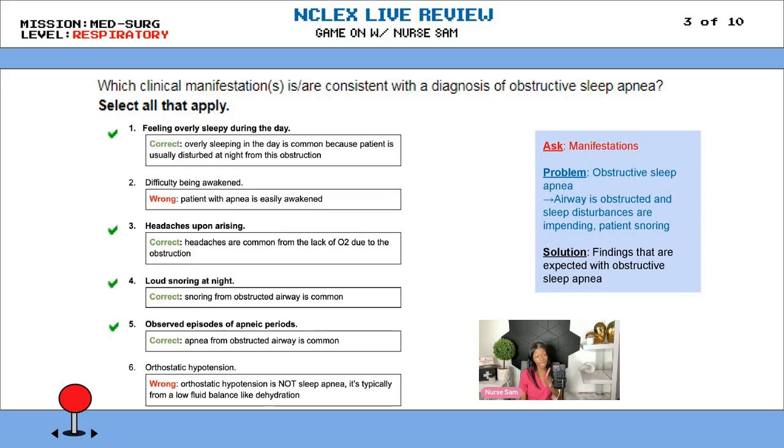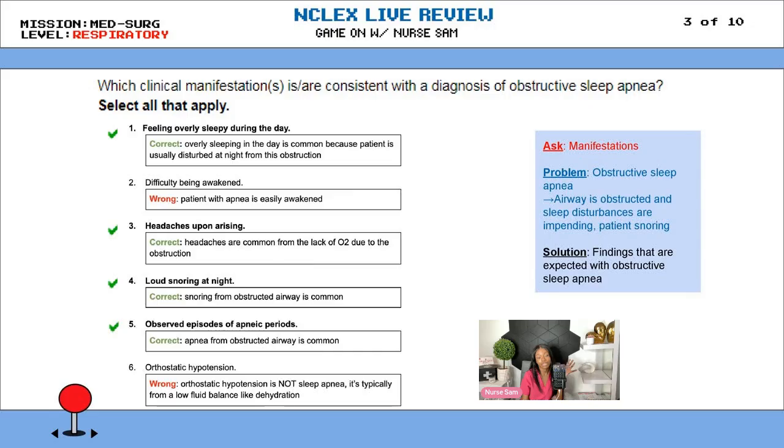So it was 3, the headaches upon arising, and that was because it's common from the lack of O2. Remember those periods of apnea during sleep, lack of oxygen. The reduced oxygen during sleep is going to cause headaches, common when they rise, okay? So 1, 3, 4, and 5 were all correct. Feeling overly sleepy during the day, once again, because of being disturbed at night from the obstruction. Number 2 was wrong, difficulty being awakened. They're actually easily awakened. They're not going into a deep sleep, so they're not going to take hours to be awoken.